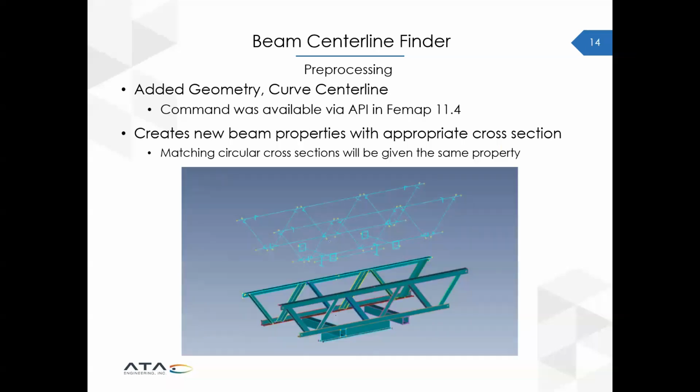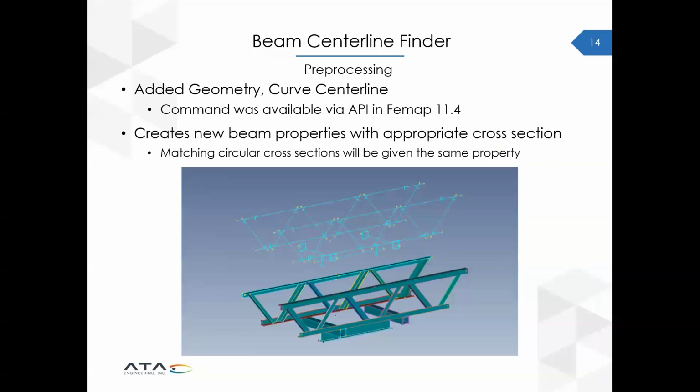The other thing I want to introduce, excuse me, is the Beam Centerline Finder. So this is actually an API command that you might have heard us mention for Femap 11.4, but now it's not just an API command anymore. It's a full command in Femap. This is really exciting. What it does is it will look at your solid geometry. Maybe you have piping or other items that you want to create a 1D mesh for, and you have just the solid geometry for it.